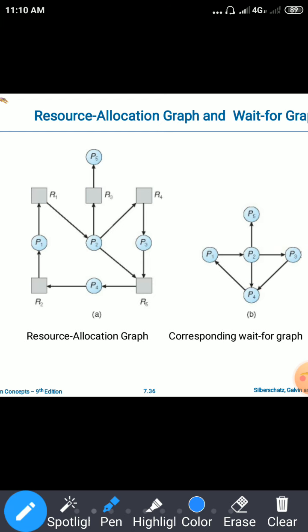Then we say that P1, P2, P3 and P4 will be involved in the deadlock, or the deadlock will occur for P1, P2, P3 and P4. So in this way we are using the wait for graph to detect the deadlocks. To detect the deadlocks, the system needs to maintain the wait for graph, and the system has to invoke the detection algorithm.